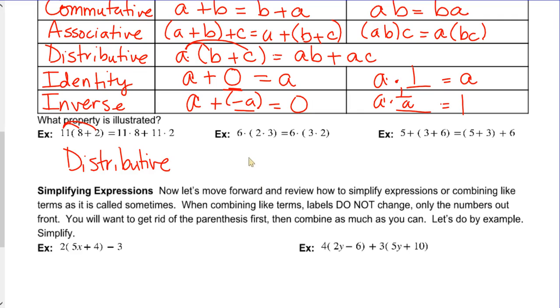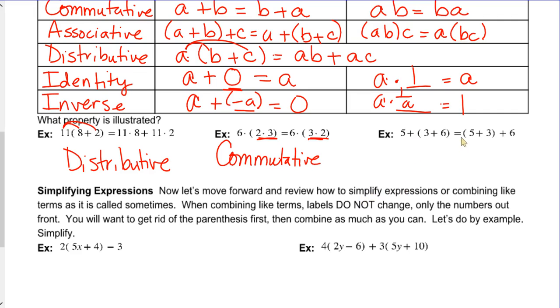And on this next one, order has changed actually. So I have this here and I have this here where we reversed over the multiplication. So hopefully you notice that as commutative. Don't get tricked by seeing those parentheses and automatically saying associative. So watch the order of things.